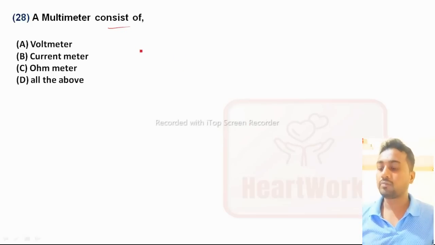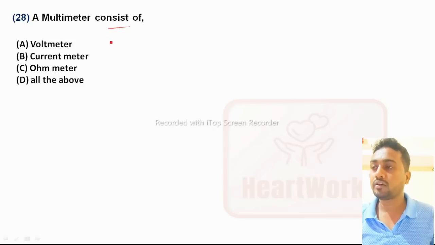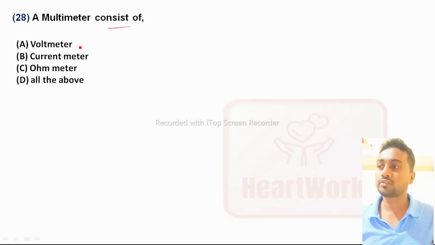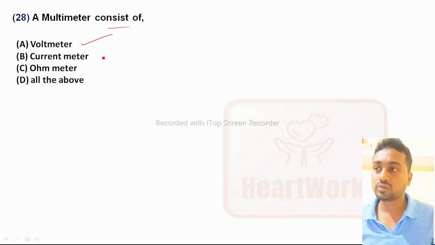A multimeter consists of... What is a multimeter? A multimeter is a measuring device. When it measures voltage, we can say it is a voltmeter also. When it is used to measure current or amperes, it is called a current meter, and it will measure resistance also, so it is called an ohm meter. So above all, a multimeter can be used as a voltmeter, current meter and ohm meter. So option D is the right answer.